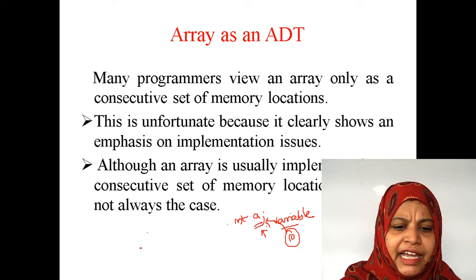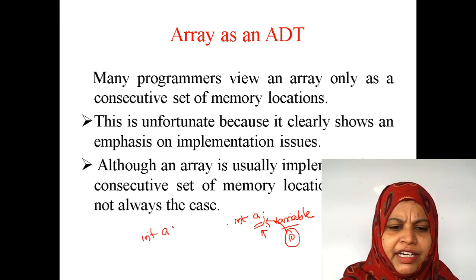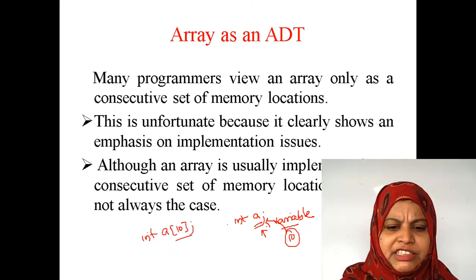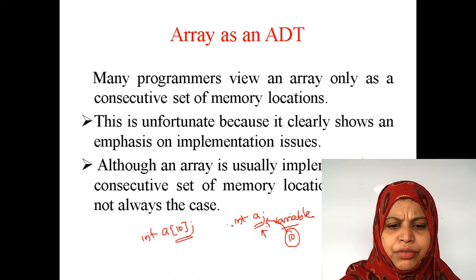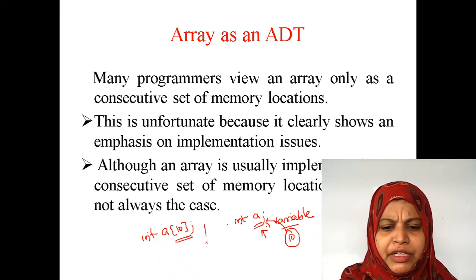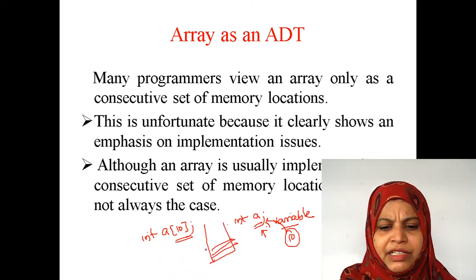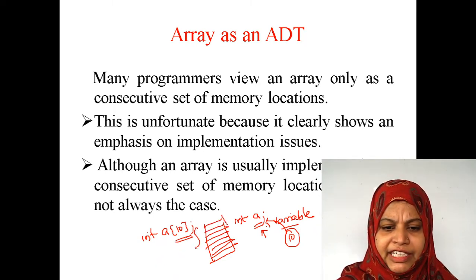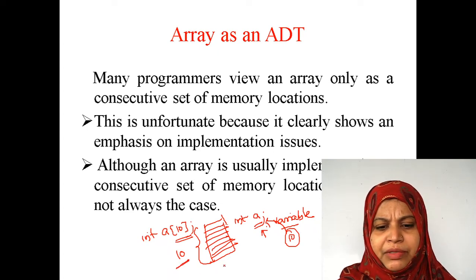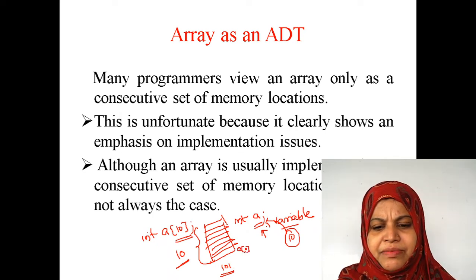Just like int A of 10, what does it mean? The system is going to allocate 10 continuous memory locations to this variable A. Here, for example, at 101, the array index always starts from 0, A of 0.